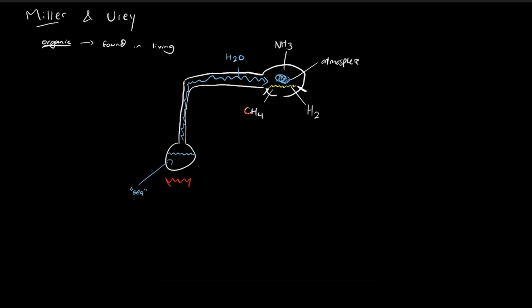Now, this experiment took place in the 1950s, and since then, our knowledge of Earth's early atmosphere has changed, but the general ideas still remain the same. And this experiment has been repeated with other gases in the atmosphere and yielded very similar results. But what are those results? Well, first, as the vapor or the gas now starts to move downwards, it becomes condensed back into water.